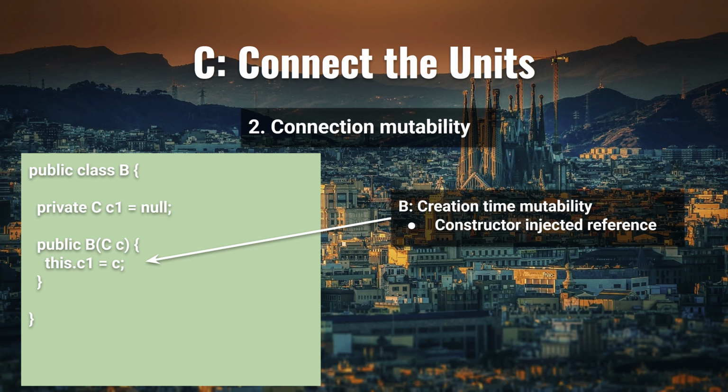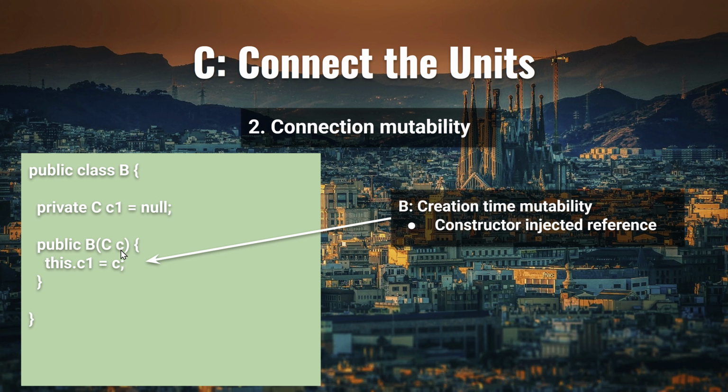The second example of connection mutability is what I call creation time mutability. Basically, it means that you can inject a reference to the class or the object that you want to reference in the constructor of the object that you're creating. So in this example here, we are creating an instance of B, and into the constructor of B, we can inject an instance of C. This gives us the possibility to specify at the time of the creation of B exactly which instance of C that we want to inject.